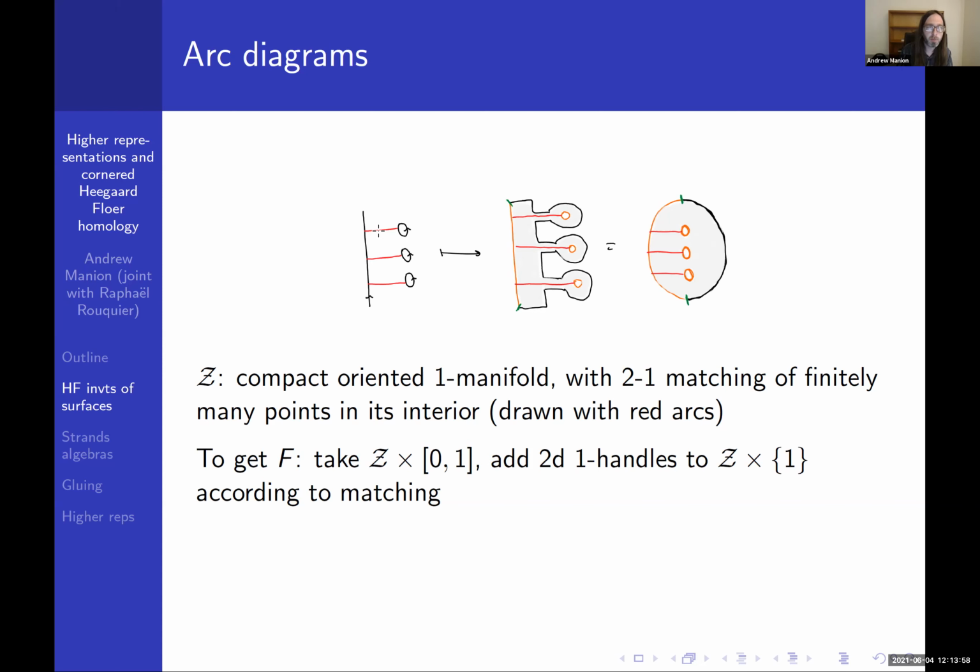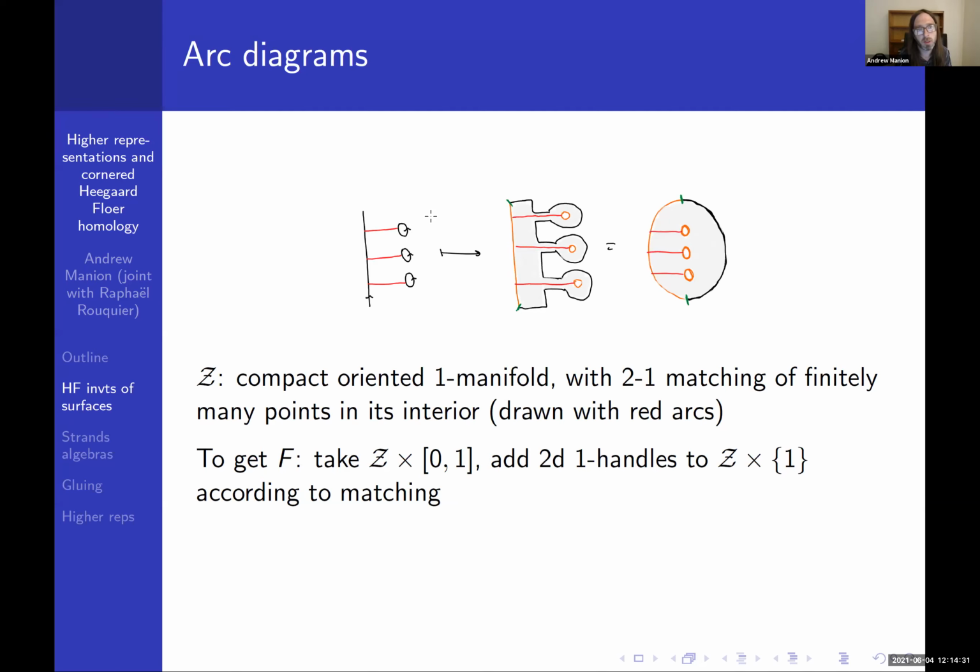Well, given an arc diagram, I'll build a sutured surface, and your arc diagram represents your given sutured surface if the one it builds is the same as the one you have. So how do you build a sutured surface from an arc diagram? You start by thickening it up, take Z times [0, 1]. So that would be just this rectangle and then these annuli here. But now I'm going to attach 2-dimensional one-handles, just these little strips, according to the matching. And there's going to be a unique orientation preserving way to do this.